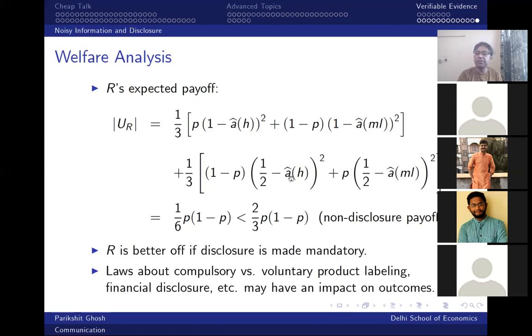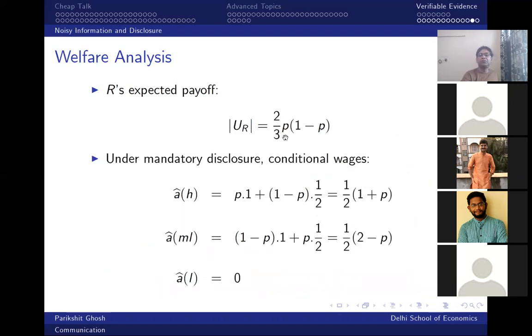Similarly, for the medium type, you have the same thing. Now, there's also another term, 1/3 times the receiver's payoff if it's a low type. But when it's a low type, the receiver's payoff is 0, right? Because the low type is perfectly identified, so the wage is equal to 0 anyway. So you simplify this, you get this expression, 1/6 of P times 1 minus P. That turns out to be less than 2/3 of P times 1 minus P, because that was the payoff, if you remember, in the separating equilibrium under a voluntary disclosure regime.